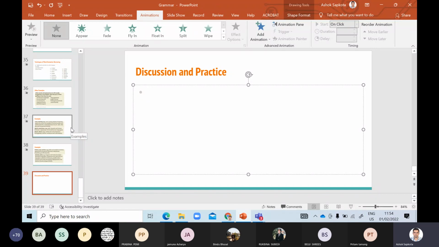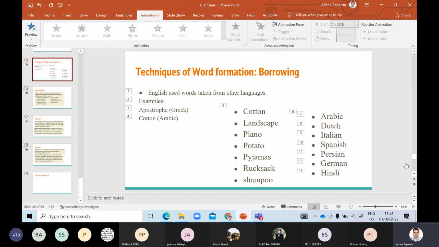Apostrophe, Greek. Let me make a quick revision. Apostrophe, Greek. Cotton, Arabic. Landscape, Dutch. Piano, Italian. Potato, Spanish. Pajamas, Persian. Rucksack, German. Shampoo, Hindi. Right. These are the words which I just told. You see, which words are taken from which languages? This is what you need to think of.